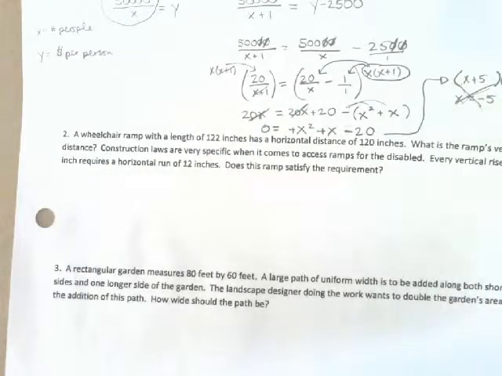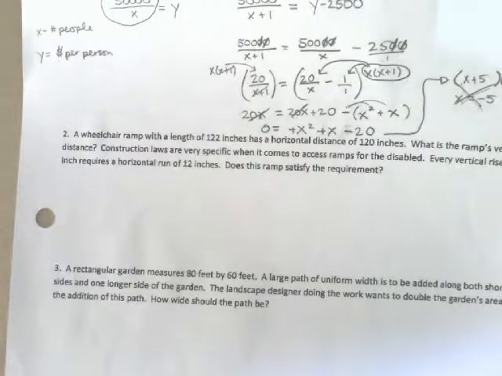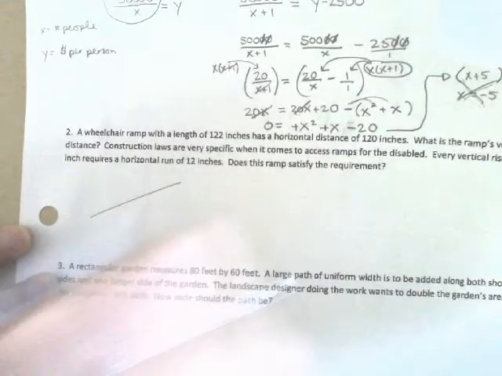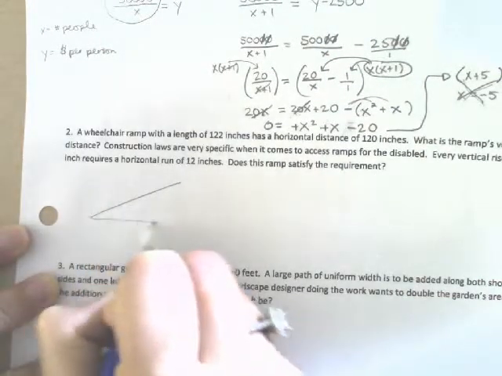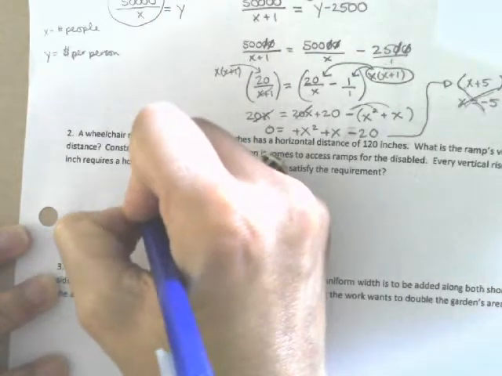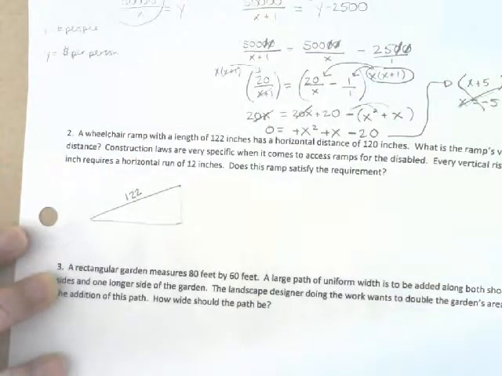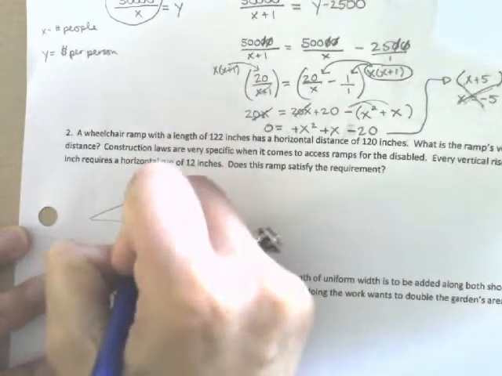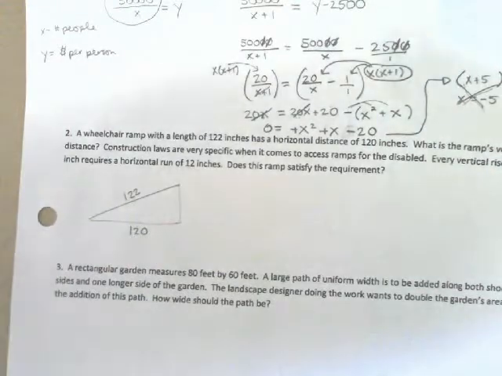A wheelchair ramp with a length of 122 inches has a horizontal distance of 120 inches. I like pictures. So here's my ramp. There's my horizontal distance. There's my vertical distance. The ramp is 122 inches. The horizontal distance covered is 120 inches. What is the ramp's vertical distance? What am I going to have to do here?